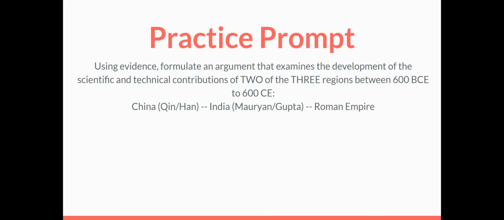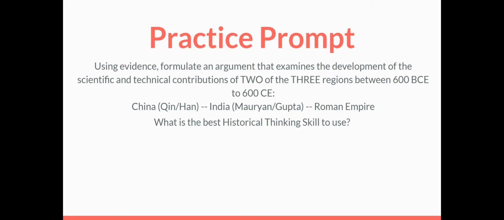Our practice prompt for today: using evidence, formulate an argument that examines the development of the scientific and technical contributions of 2 of the 3 regions between 600 BCE, that's before Common Era, to 600 CE, Common Era. We'll be looking at China, the Qin and the Han, India, the Mauryan and the Gupta, or the Roman Empire. And for our practice essay, we have China and Rome.